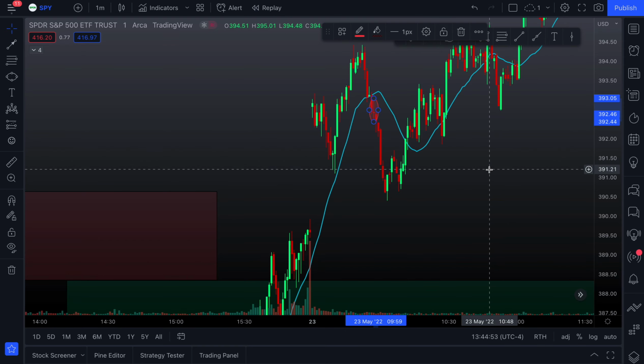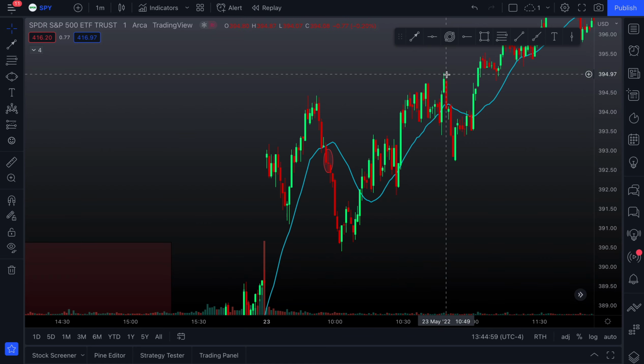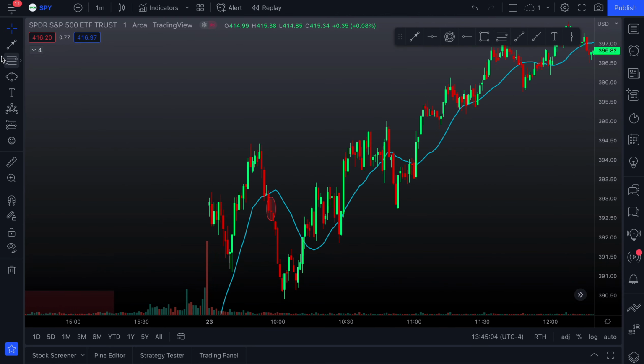It could be used all day. So right here, break, hold, and then you eventually ride up to there before you get stopped out, because this candle would stop you out. Here we go. Another entry, a break and a hold. So you enter on this candle right here.